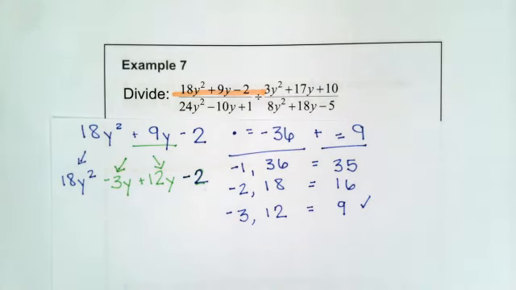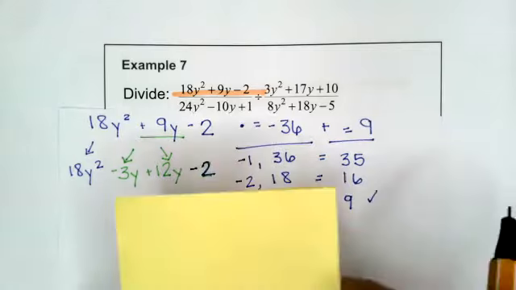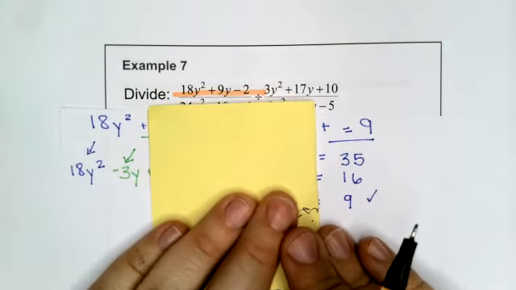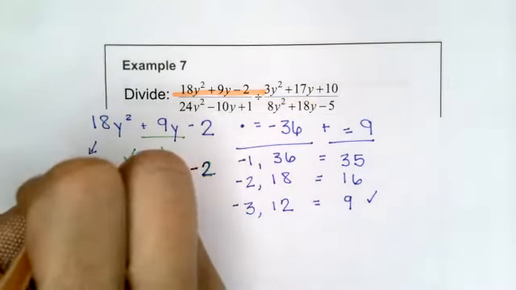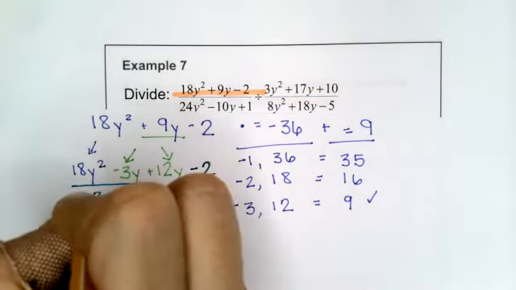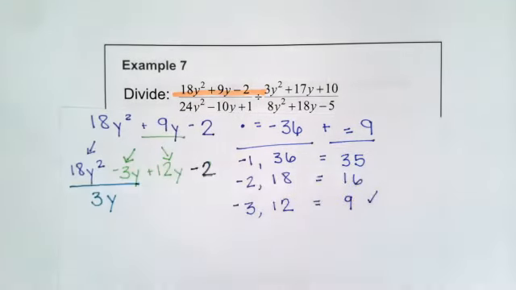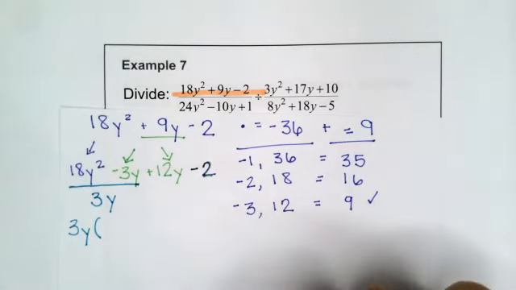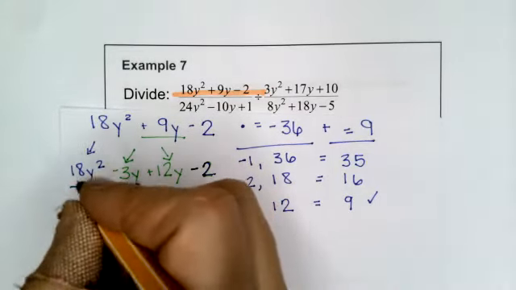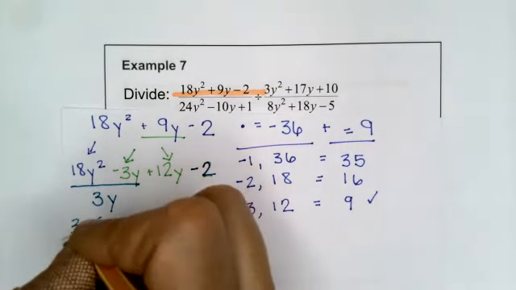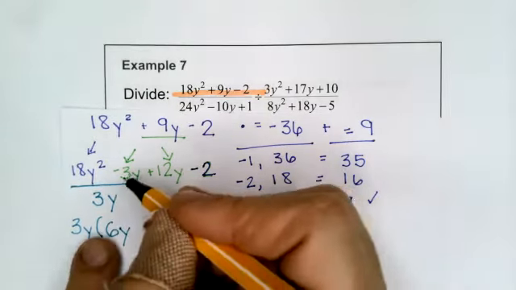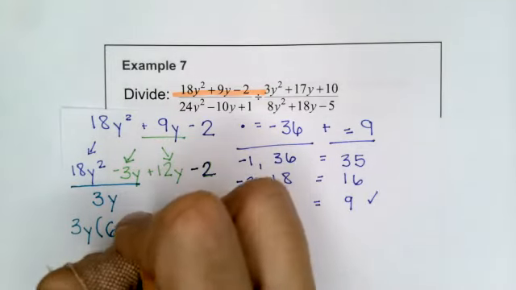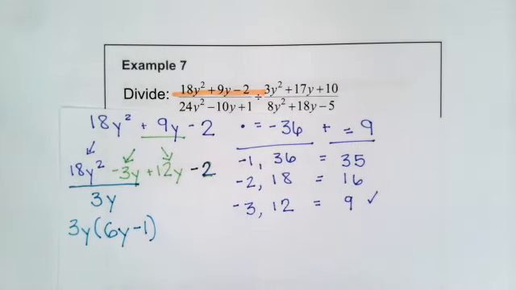What we want to do is factor by grouping. So 18y squared and a negative 3y. I can divide them both by 3, right? And by y. So that becomes 3y, 18y squared divided by 3y. 18 divided by 3 is a 6. Y squared divided by y is a y. Negative 3y divided by 3y is just a negative 1. Good. And then we'll look at our other side.